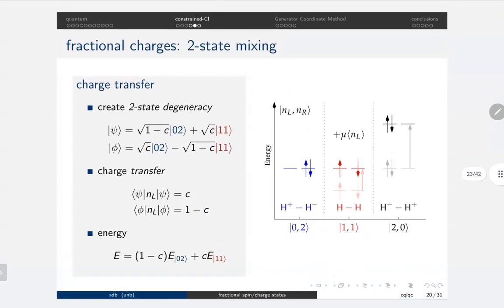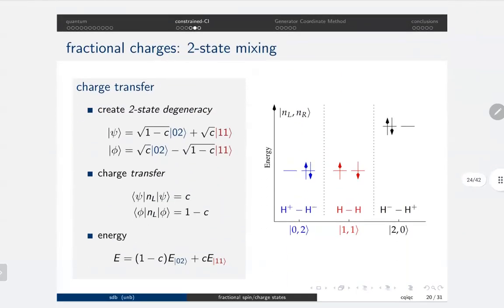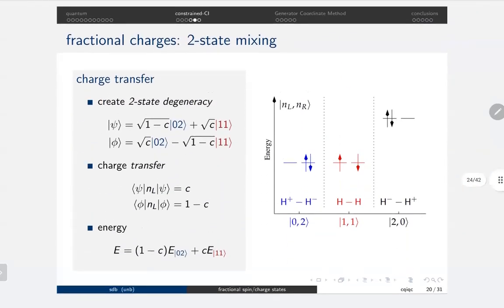So how do we do that? The first thing I do is I take my Lagrange multiplier and I tune it such that the left-hand side, so the 2 electrons on the right hydrogen, and my ground state become degenerate, right? So I'm ramping up my mu, and suddenly they become degenerate. Now I have something, right? Because now I have a situation in which I have 2 degenerate states.